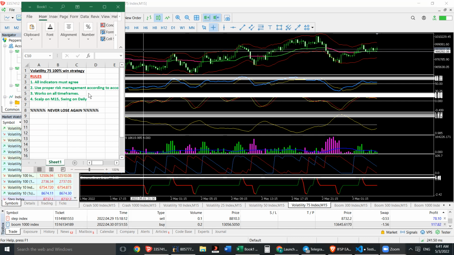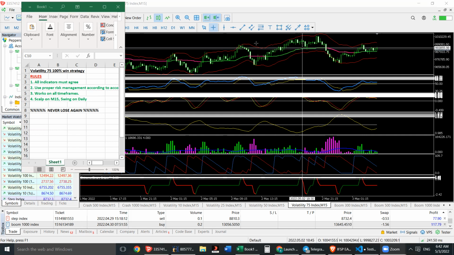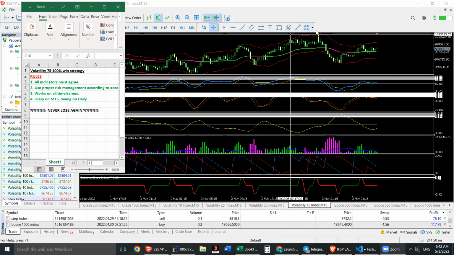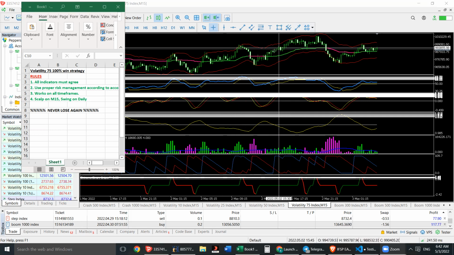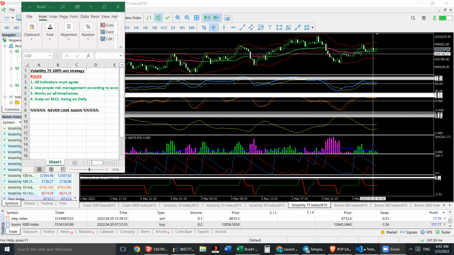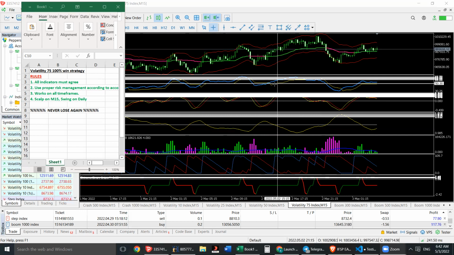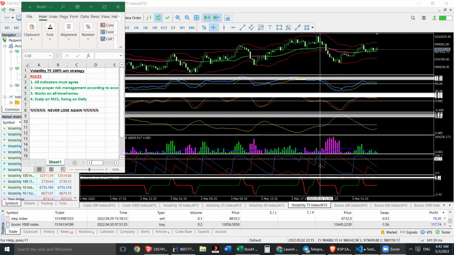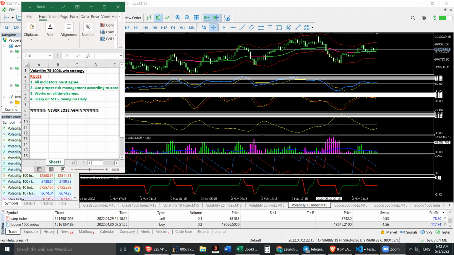So I'm going to start off by showing you how the strategy works on the 15-minute. This is V75 on the 15-minute chart. So these are the indicators that I'm using. I basically have a channel here, and then there's a line that is very important here in the middle. And then I have this indicator, and then this indicator, and then this indicator. And then I also use mainly this one, and also sometimes these two.